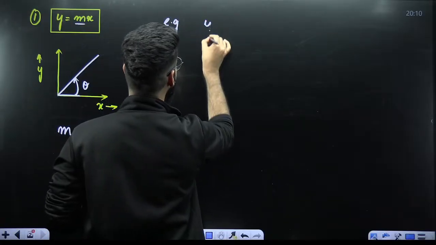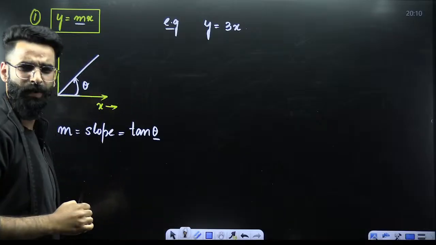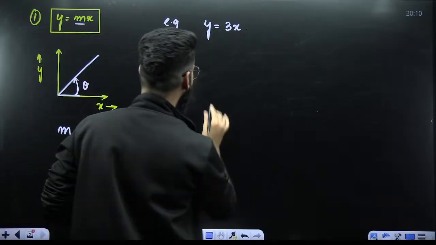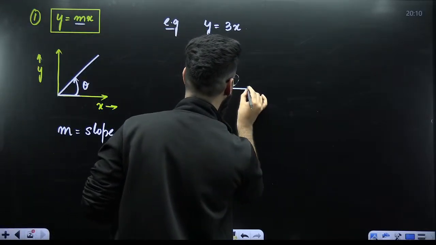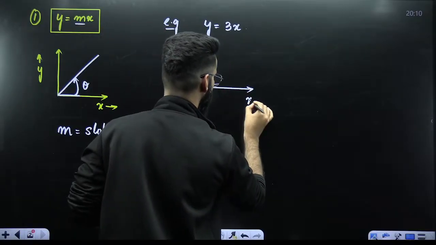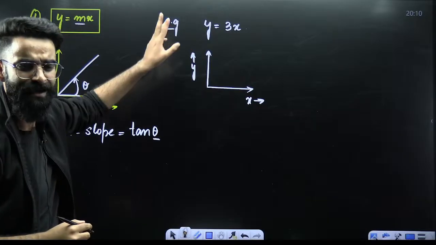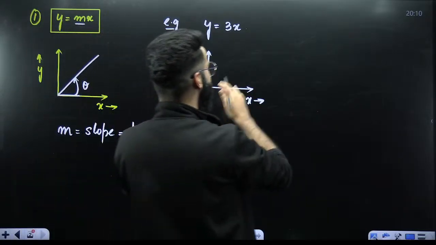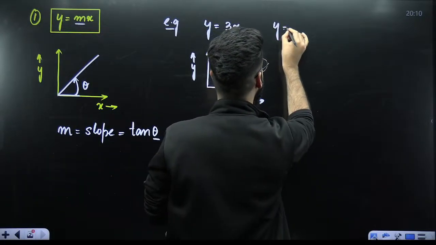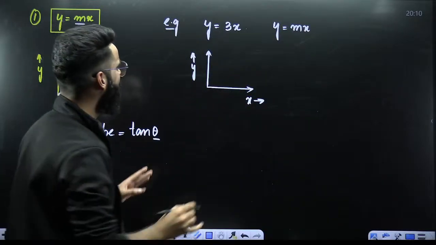My dear students, for example, let's say you have got the equation like this, y = 3x. And for example, you want to plot a graph between y and x for the equation y = 3x. First of all, don't you think this y = 3x is resembling y = mx? Yes, absolutely. These two are resembling, right? Look at the things.